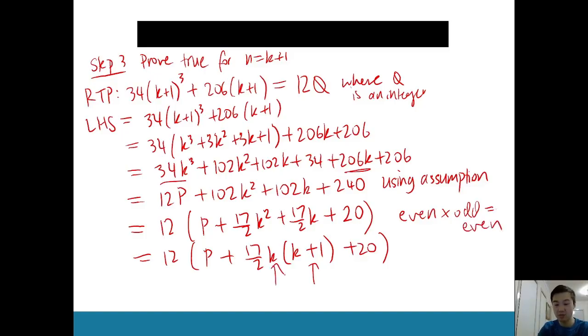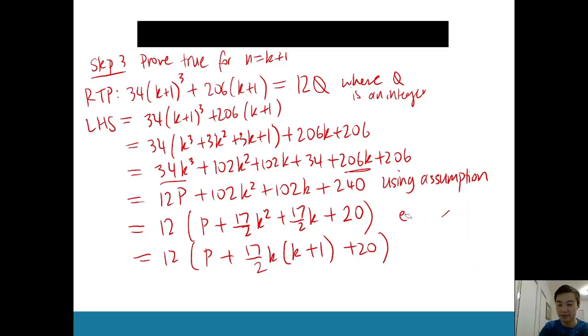But if k was odd to begin with, if we add 1 to it, it will be even. And an odd number times an even number is also an even number. So no matter what happens, the product of two consecutive integers will always be even. And if it's even, it's divisible by 2. So it will cancel out this 2 at the front, and it will be a nice integer. So it's divisible by 2, so the 17 over 2 doesn't matter. It will still result in an integer.